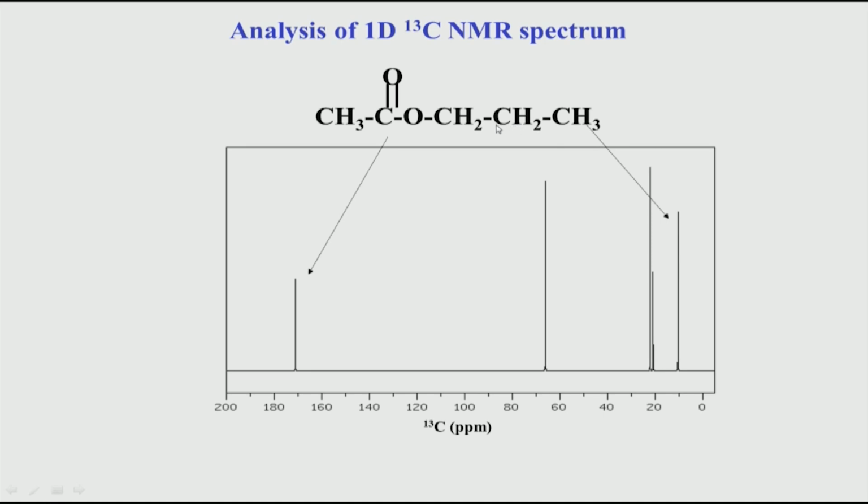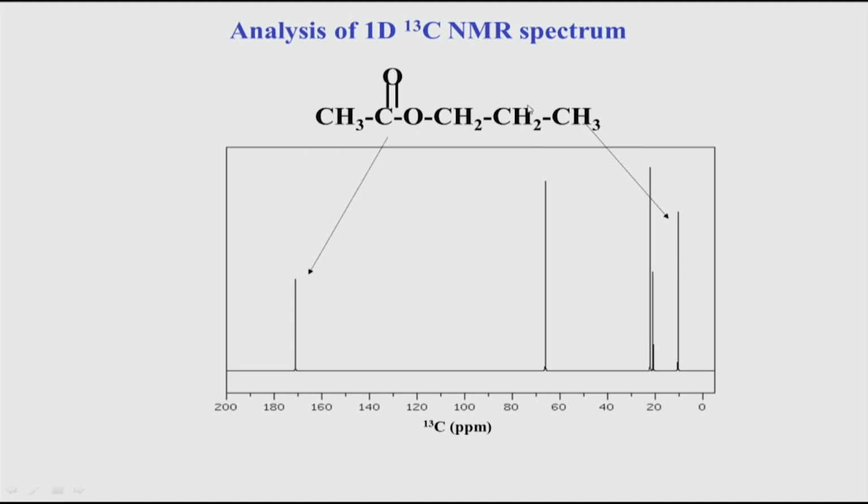Now, this CH2 is closer to here, but this CH3 is also coming close to this. So, there are two peaks which are very close to each other, and one of them corresponds to this CH2 carbon, and the other peak corresponds to this carbon. Why are we saying this? Because the idea is that as you go away from the electronegative groups, the deshielding effect reduces.